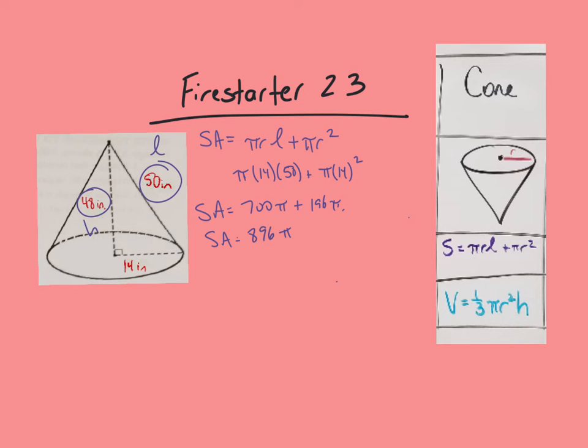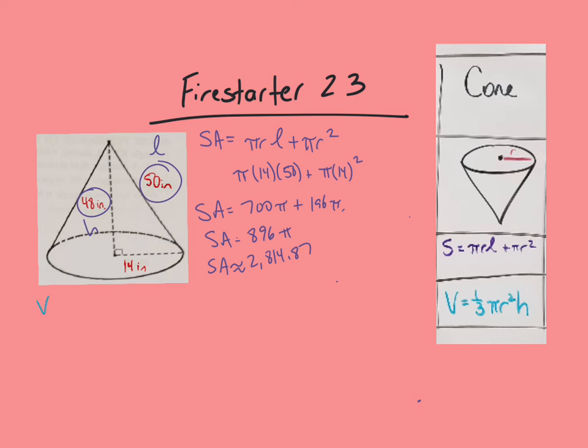Sometimes if you get further in math, they will want their answer in terms of pi, which just means you leave it like that. I think most of us are going to want our answer in numbers. Alright, when I type in 896 times pi into my calculator, my surface area is going to be 2,814.87. Now, remember, this was an approximation because pi goes on forever, so I actually have to use that approximate symbol.